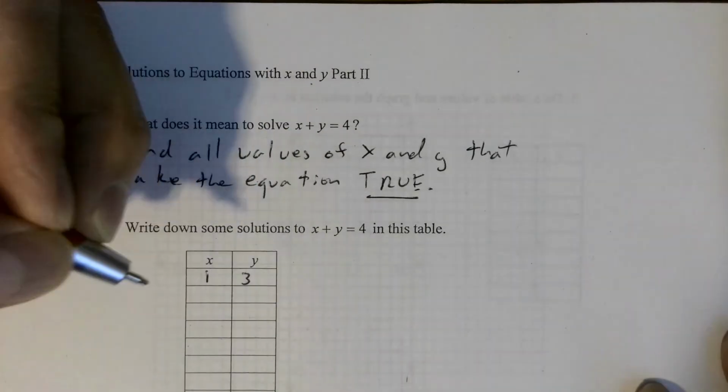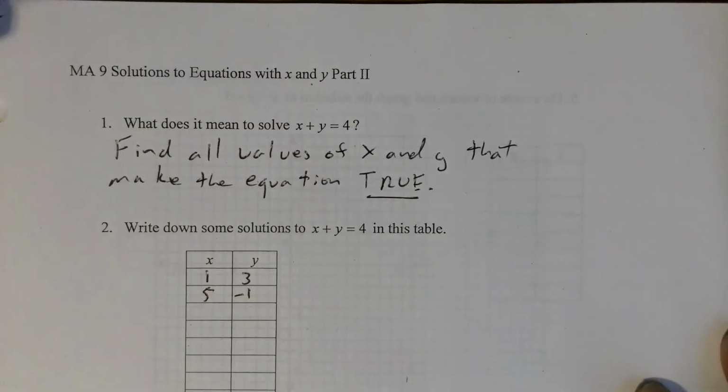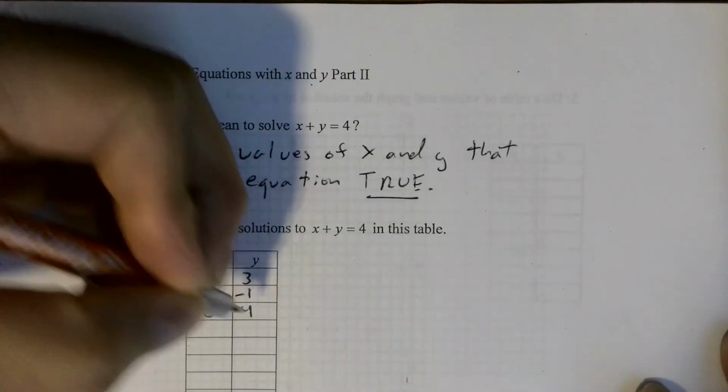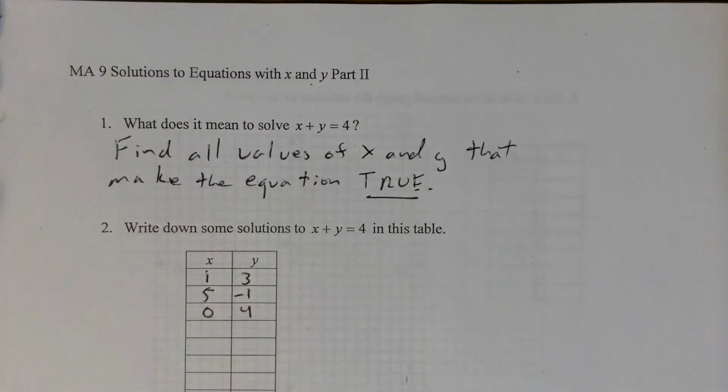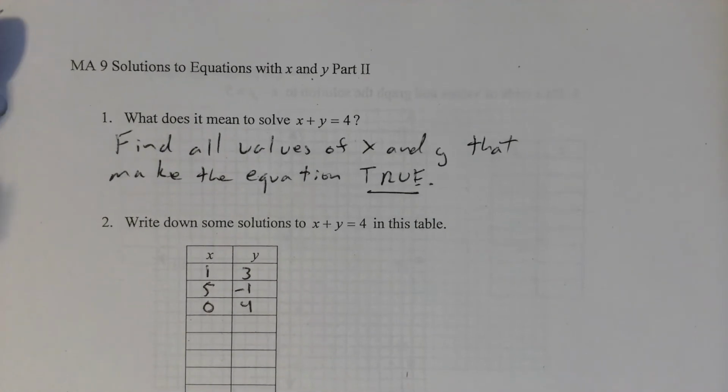Maybe do 5 and negative 1 to be interesting. And zeros are always easy. So let's use x equals 0, y equals 4. Okay, and you guys remember from last lesson, we only need 3 points to determine where a straight line is. And actually it's only 2, but 3 will help you catch it if you make a mistake.